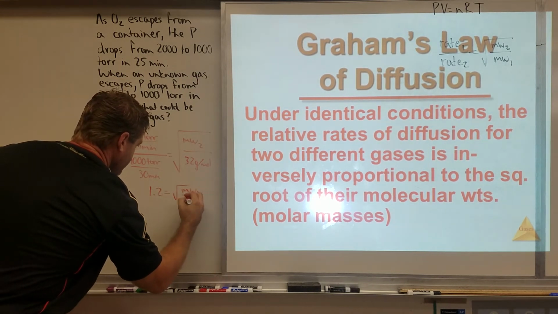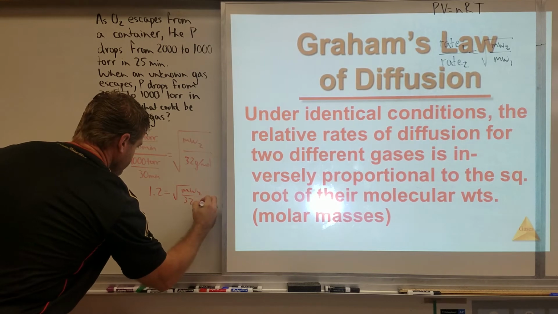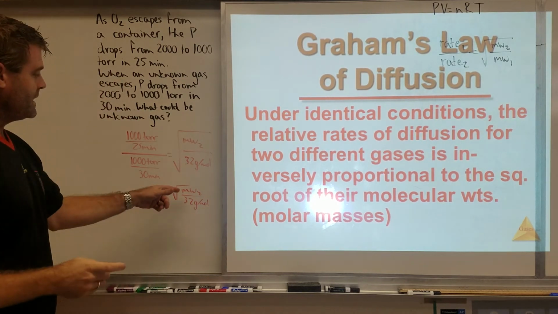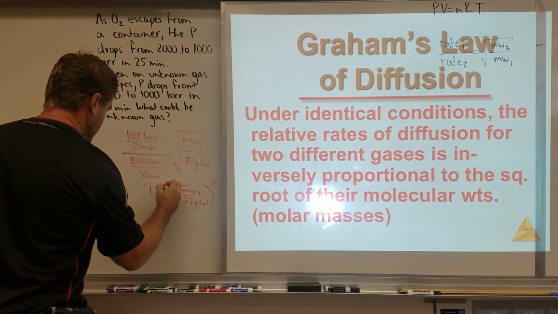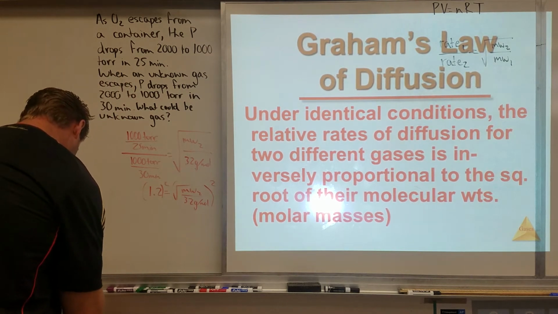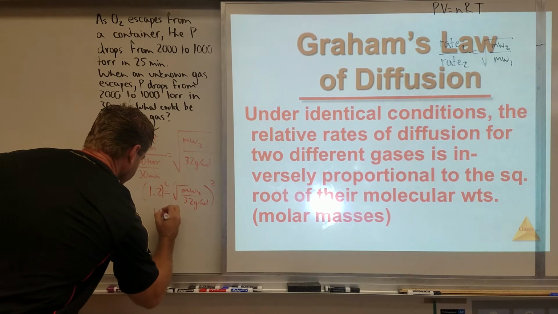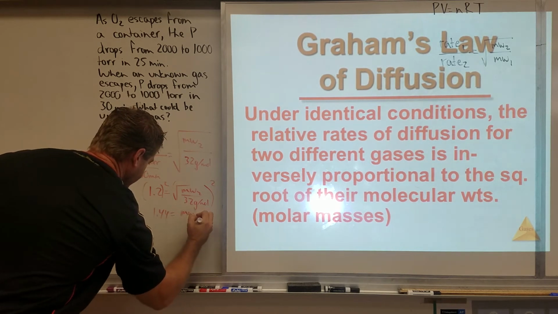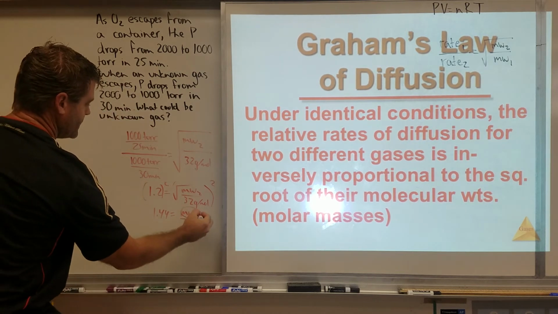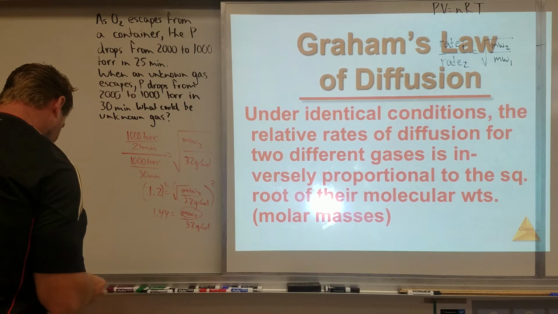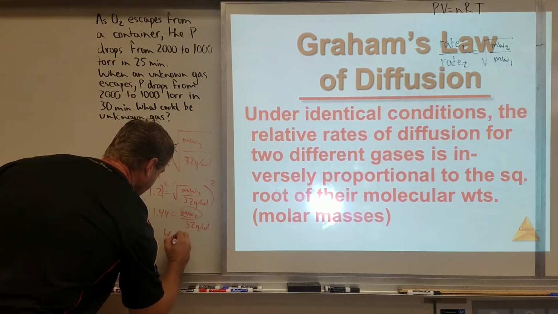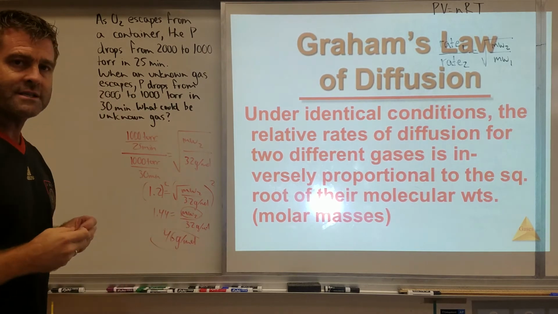What would you do at this point? You get rid of the square root sign by squaring both sides, right? So then I'm going to square this. And you get 1.44 is equal to the molecular weight of gas 2 over 32 grams per mole. And then when you solve for this, you multiply both sides by 32, and I'm going to get 46. So I just figured out that my unknown gas weighs 46 grams per mole.